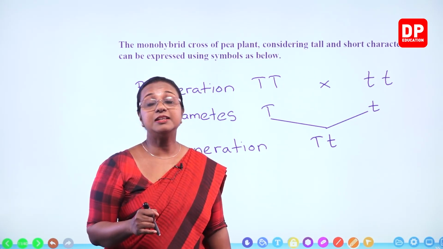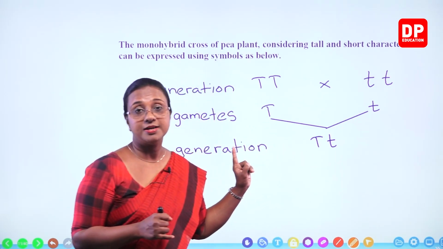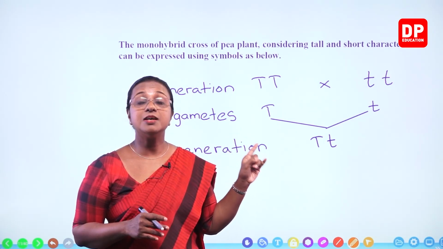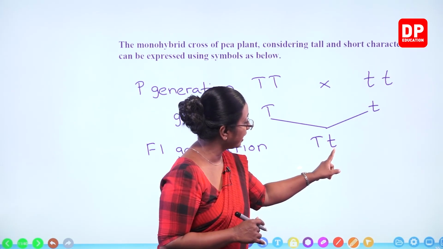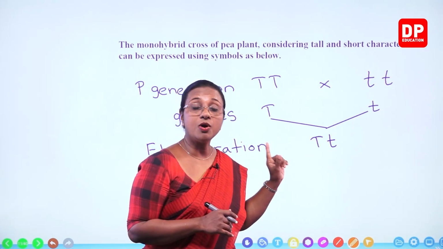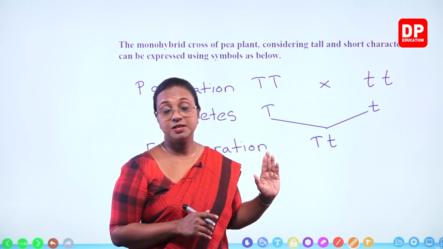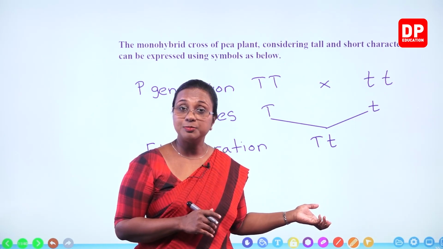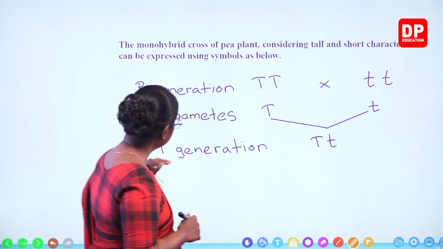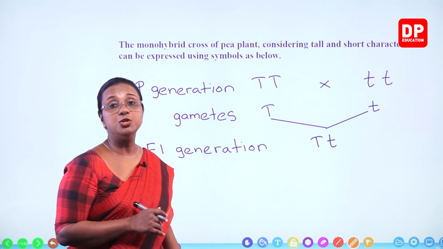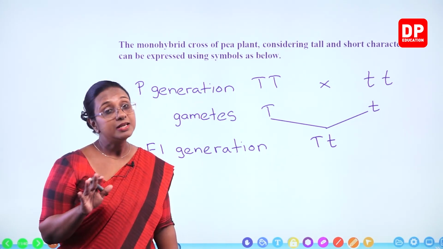But what is the character that is going to be expressed? It will be all tall plants. Why? Tall character is dominant. So when there is a tall character and a short character, since the tall character is dominant, all the plants will be tall plants. Only the tall character will be expressed, short character will not be expressed. That is why in the F1 generation, there were no short plants, only tall plants. Is that clear, students?